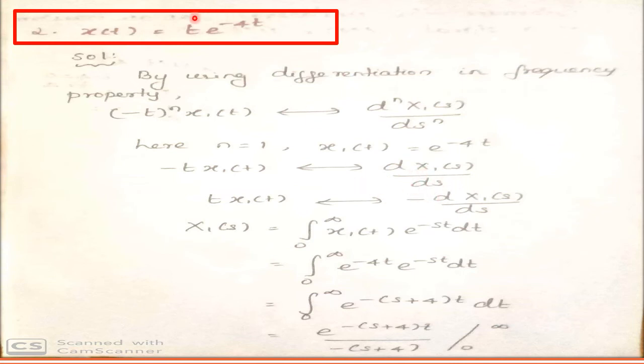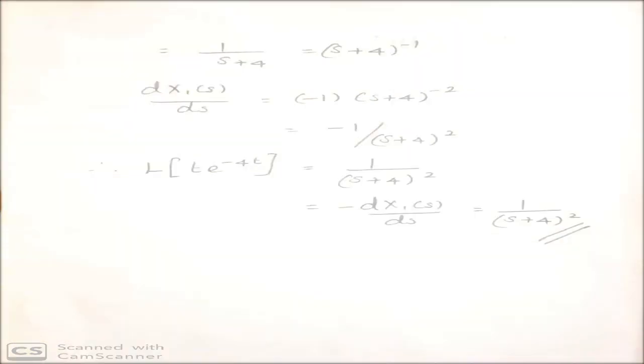Since there is no negative sign in our problem, we have to move this negative sign to the right hand side. So the Laplace transform of t into x1 of t is minus d x1 of s divided by ds. Now x1 of s is equal to the integral 0 to infinity x1 of t e power minus st dt, that is e power minus 4t into e power minus st dt. On simplifying this and applying the limit 0 to infinity, you will get the answer as 1 by s plus 4, that is s plus 4 the whole power minus 1.